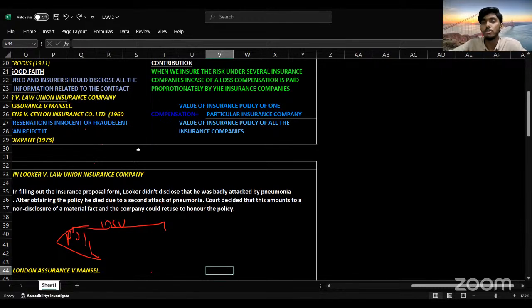What is contribution? Contribution is applicable in scenarios where double insurance comes into play. How does double insurance happen? The insured insures the motor vehicle in multiple insurance companies, but when that property is damaged, you don't get the full amount of compensation from all the insurance companies. What happens is all the insurance companies will proportionately contribute to the compensation. Be clear.